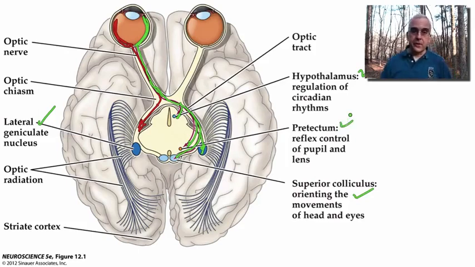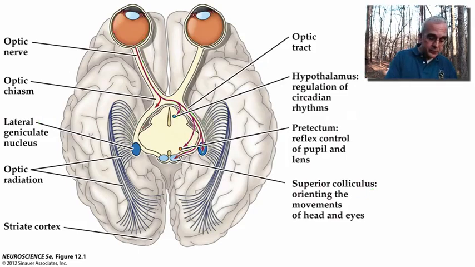And for this discussion today, the projection of interest is this projection to the pretectum that I would highlight here, from the retina into a set of nuclei that sit in a transitional region between the diencephalon and the midbrain.